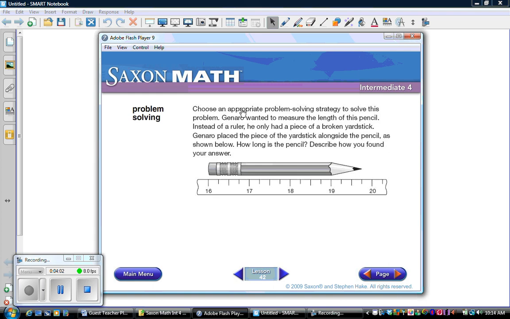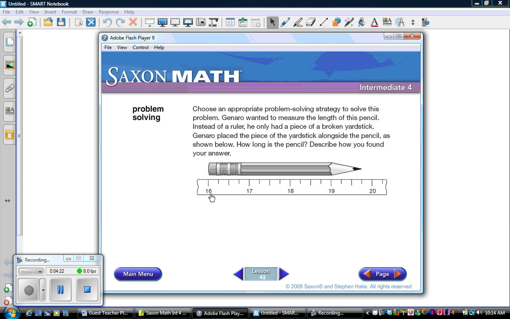All right, let's choose an appropriate problem-solving strategy. Gennaro wanted to measure the length of his pencil, but instead of a ruler, he only had a piece of a broken yardstick. This has happened to me before. Gennaro placed the piece of yardstick alongside the pencil as shown below. How long is the pencil? Describe how you found your answer.